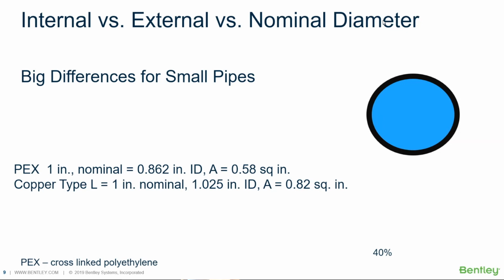But if you're doing hydraulic calculations, you better be using the actual internal diameter, because you can be pretty far off in the velocities and flows, travel time, and water age if you're not careful with this sort of thing.